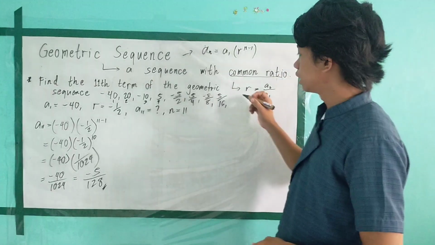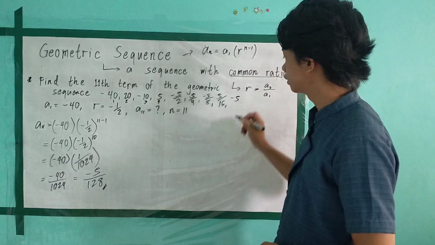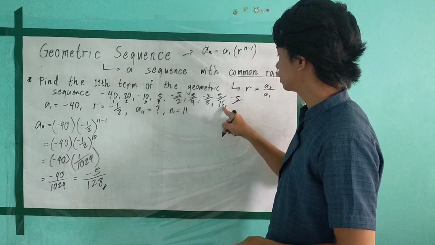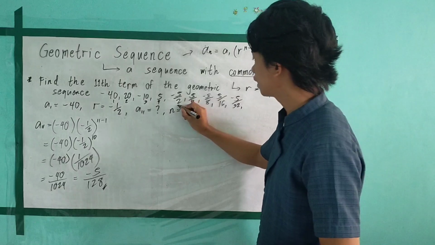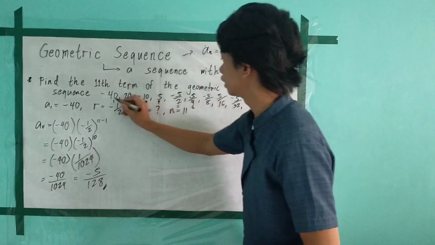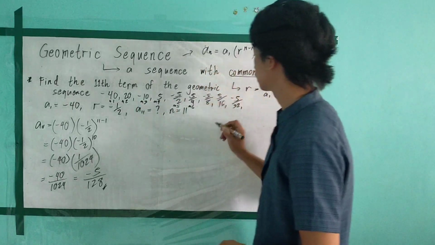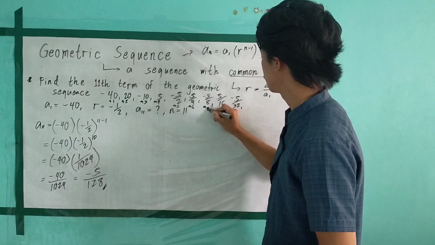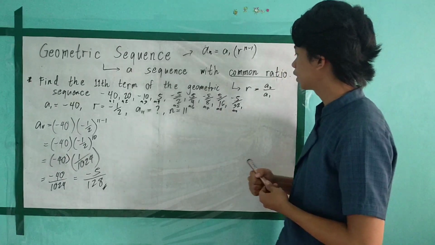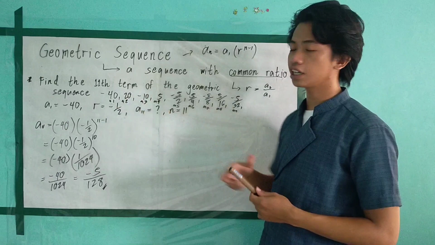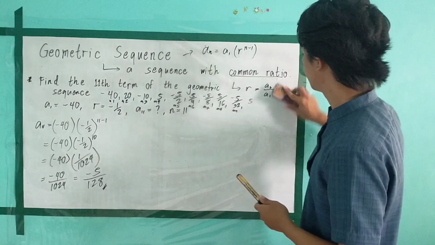Next, 5 multiplied by negative 1, we have negative 5. And then, 16 multiplied by 2, we have 32. Yan. So, a sub 1, a sub 2, a sub 3, a sub 4, a sub 5, a sub 6, a sub 7, a sub 8, a sub 9. Yan. Next tayo, for a sub 10, negative 5 multiplied by negative 1, we have positive 5. And then, erasing ko na nga.